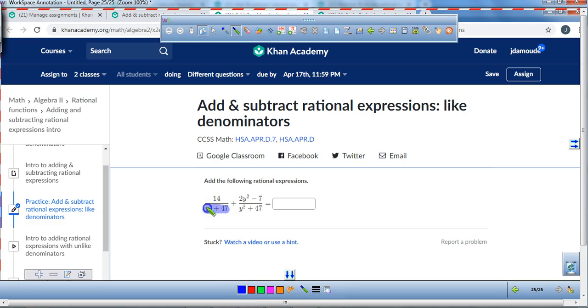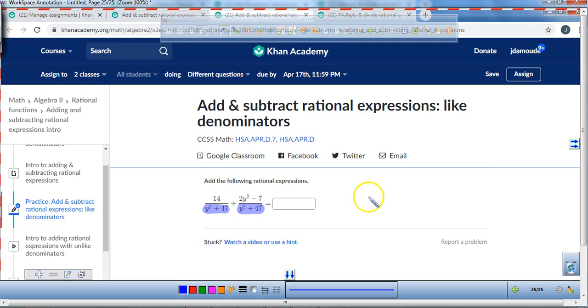So right now, this has y squared plus 47, and this has y squared plus 47, which allows us to add these like terms up here in the numerator. So if we were to add a 14 to a negative 7, or basically 14 minus 7, all we would get is 7. So we're going to get a final answer of 2y squared plus 7 all over y squared plus 47.